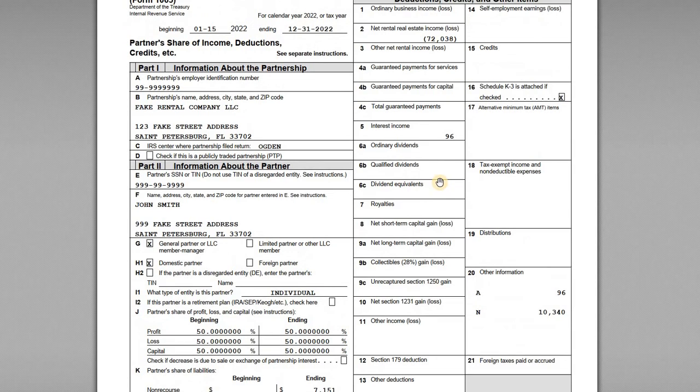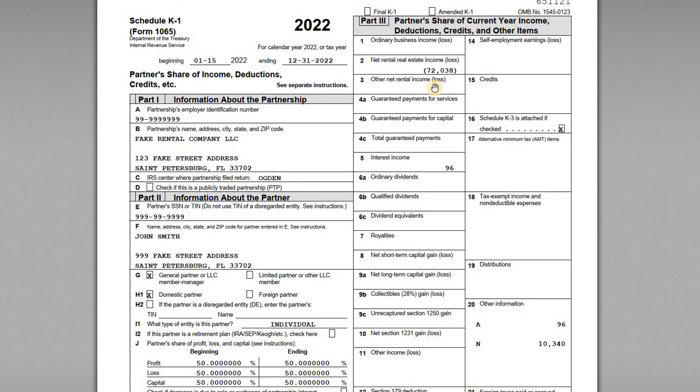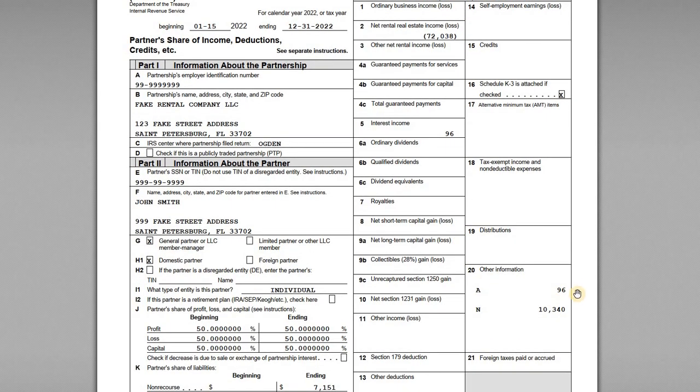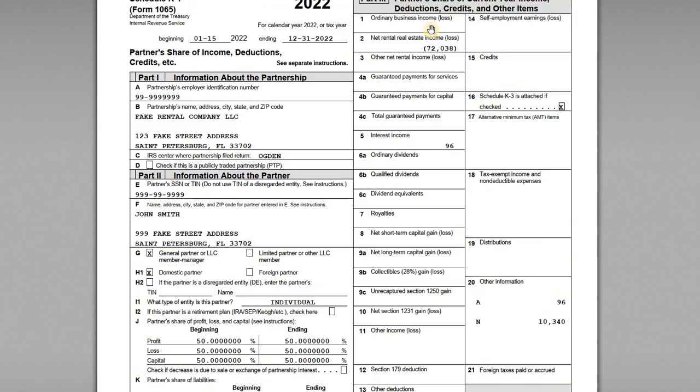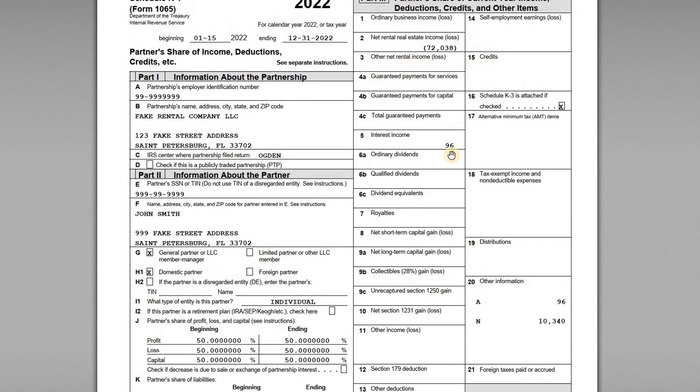All right, so if I scroll up here, we talked about the interest. There's John's allocation of the net real estate loss for the period. Line 20 just has information on the investment income, so that's just the interest. And then this is his allocation of the interest expense. $10,340 in interest was allocated, and that's buried in this line 2 amount.